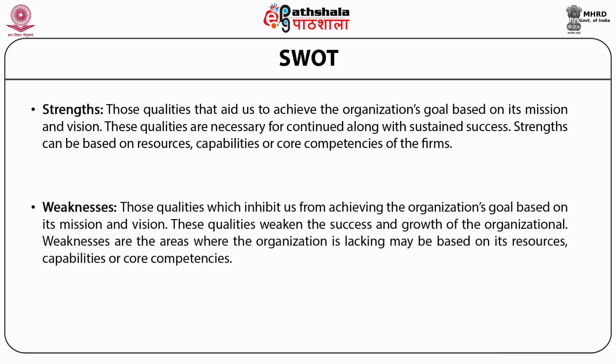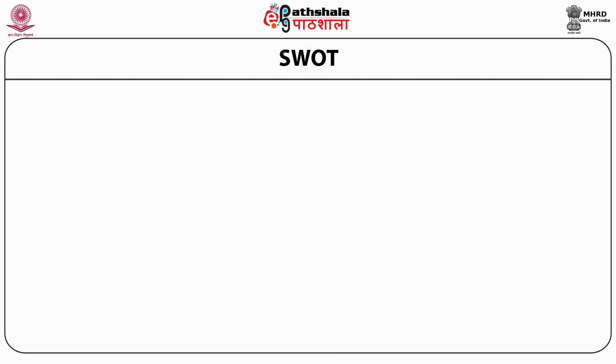Now, weaknesses: those qualities which inhibit a business from achieving the organization's goal based on its mission and vision. These qualities weaken the success and growth of the organization. Weaknesses are the areas where the organization is lacking, and these may be based on its resources, capabilities, or core competencies. This slide describes the other two parts of SWOT, that is, opportunities and threats.